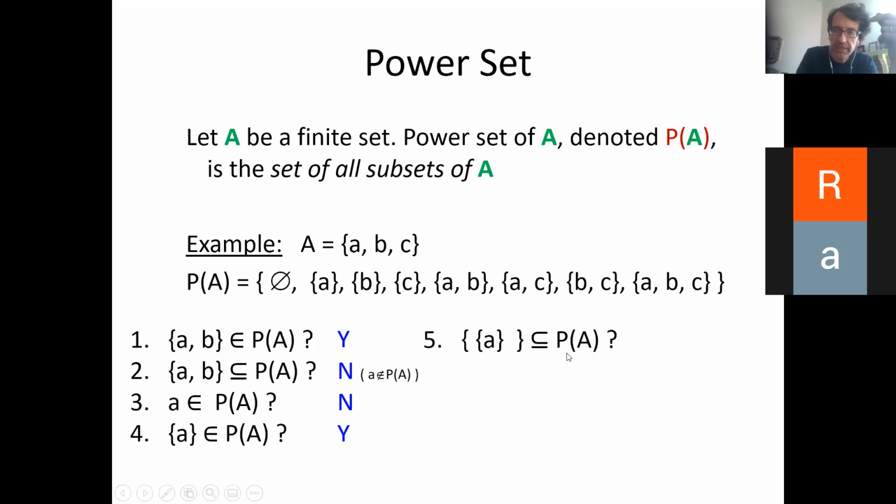Let's check the implication. Is it true for every x that if it's a member of the set, then it's also a member here? Well, it's easy to check because there's only one member of this set. It's a set builder notation with a single thing in it. That single thing is this singleton set. That's your x. And is that x on this list? Yes, it's here. So this is a yes.